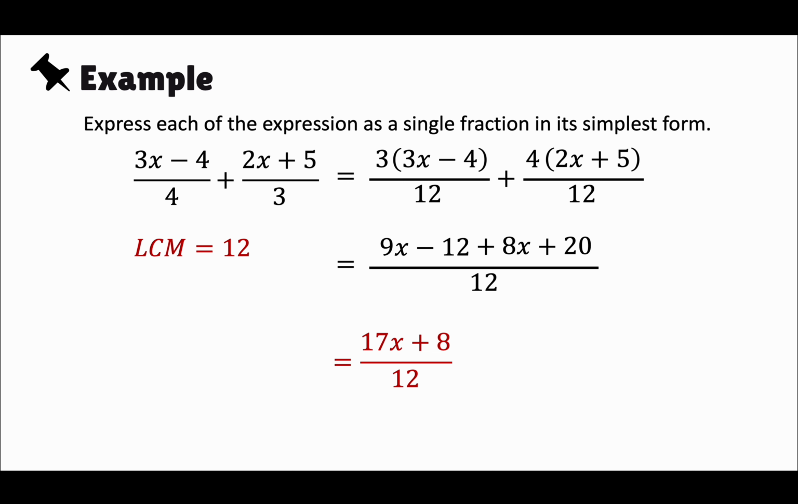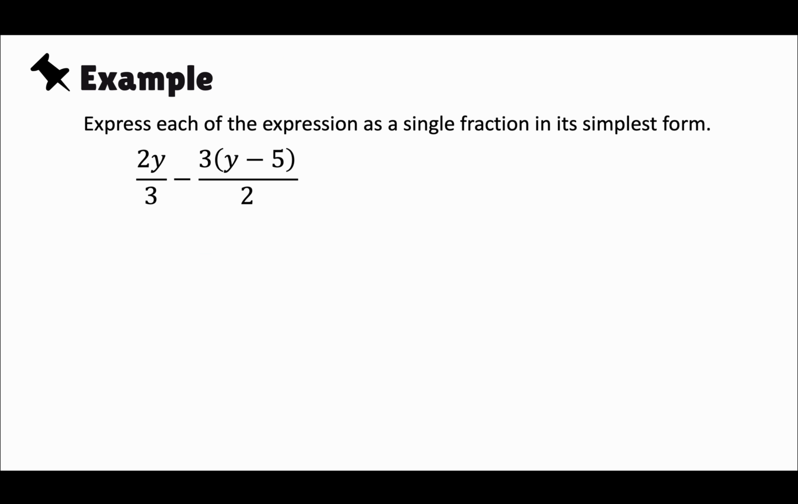Another example. Now, if we have 2y over 3 minus 3 times y minus 5 all over 2, we can write it as 2y over 3 minus, let's distribute the 3 inside the parentheses. Okay, so we expand 3y minus 15.